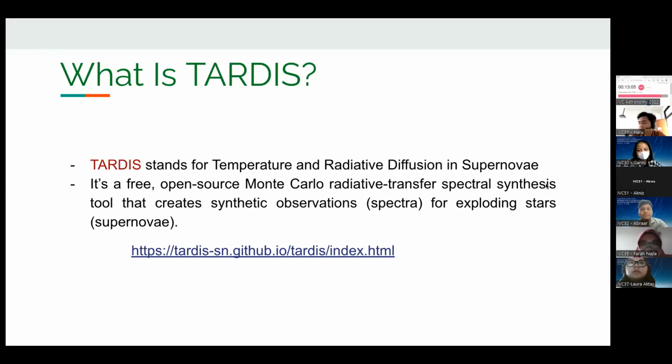So what is TARDIS? TARDIS basically stands for temperature and radiative diffusion in supernova. Here the word supernova is explicitly used because TARDIS has been developed to model supernova spectra. It's a free, open source Monte Carlo radiative transfer spectral synthesis code to model the supernova ejecta in 1D models, not in 2D. It's just a 1D model because here we just want to simulate the light. It is designed for rapid spectral modeling of supernova. It is developed and maintained by many software engineers, computer scientists, statisticians, and astrophysicists.